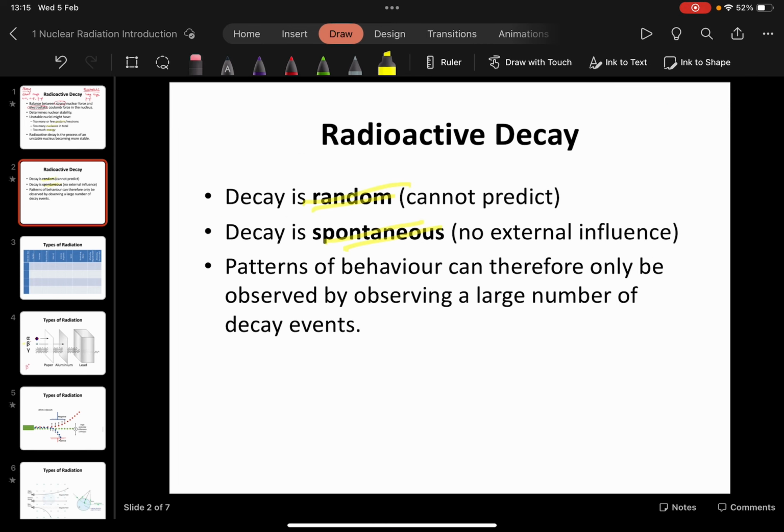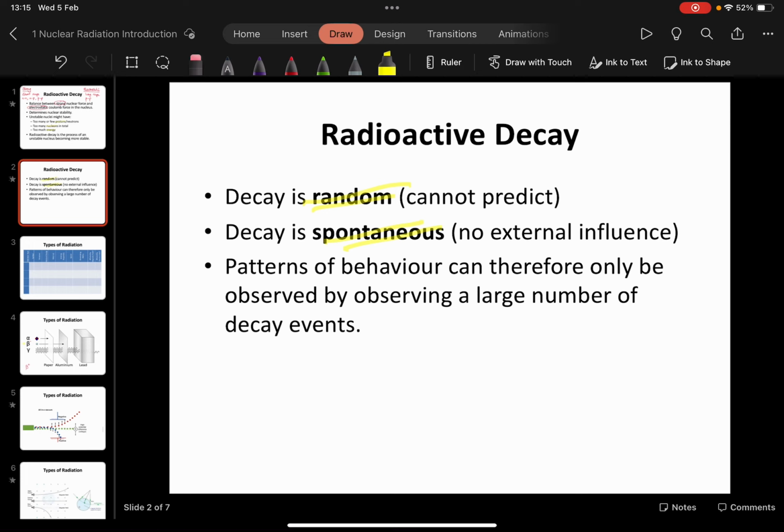So let me just remind you of 2 ideas that you've come across already at GCSE. Radioactive decay cannot be predicted. And that's what we mean by it being random. You cannot look at a nucleus and go, right, if I come back in 4 minutes, it will have decayed, but if I come back in 3, it won't. There is no indication as to when a nucleus is about to decay. All you can say is that within a given time frame, there is a probability, a likelihood, that it either will or will not decay.